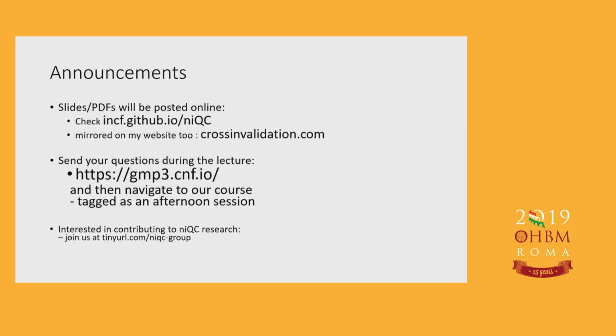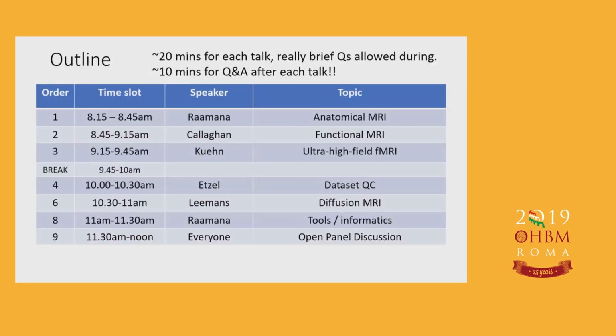I'll be starting with a talk giving you a rough overview of neuroimaging quality control, followed by some details into different QC use cases of anatomical MRI. This is the rough schedule. After that, there is going to be a break at about 9:45 a.m. And an open panel discussion at 11:30, where more open-ended and longer questions can be asked.